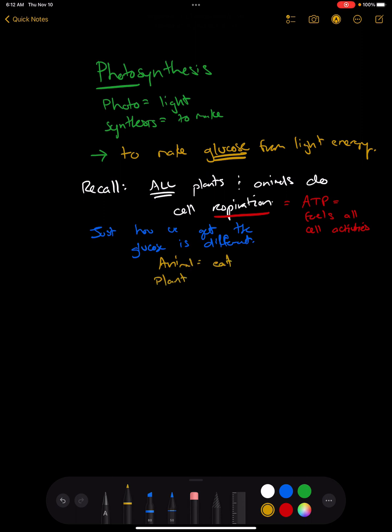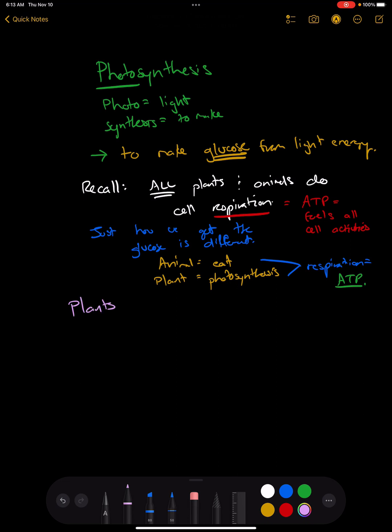And then what we're going to do today is we're going to talk about how plants do photosynthesis to get their sugar. But then both of them are going to do respiration, because both of those organisms, animals and plants, need ATP, okay? That is just something we have to remember. All plants and animals do cell respiration. So let's jump into it. Let's talk about what plants need so we can do this process.